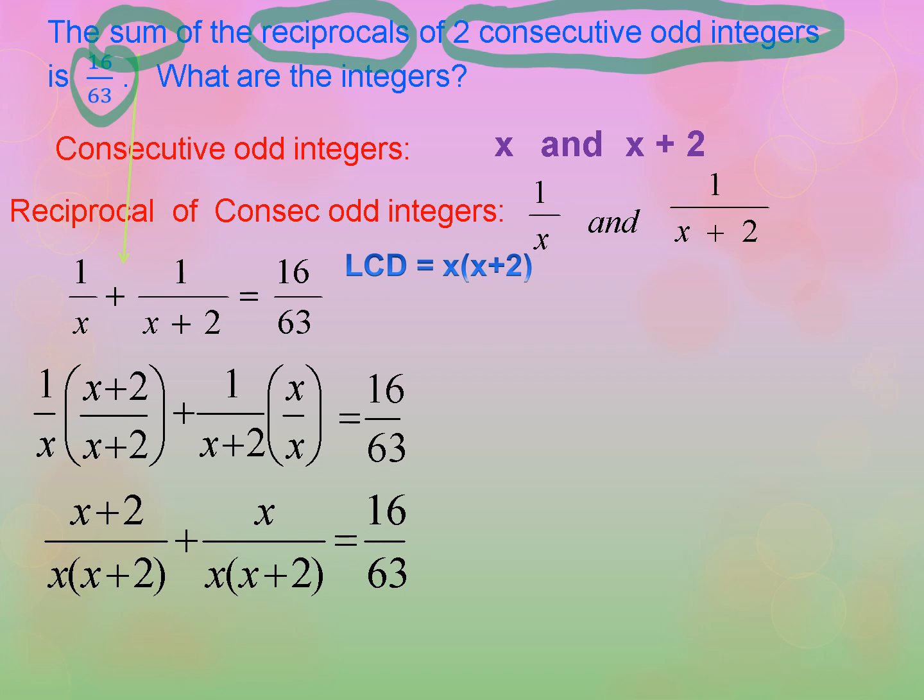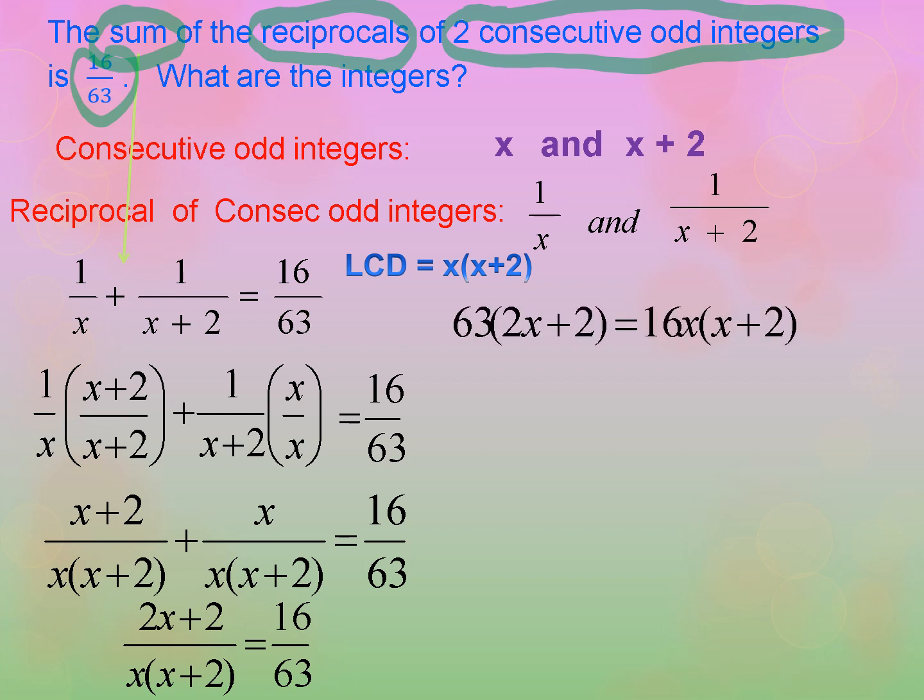So I end up with x plus 2 over x times x plus 2, plus x over x times x plus 2, equals 16 over 63. We're now going to combine those like terms and get 2x plus 2. Okay, now I'm ready to cross multiply. So I get 63 times 2x plus 2 and 16x times x plus 2. So let's distribute the 63 and the 16x. So I end up with 126x plus 126 equals 16x squared plus 32x.